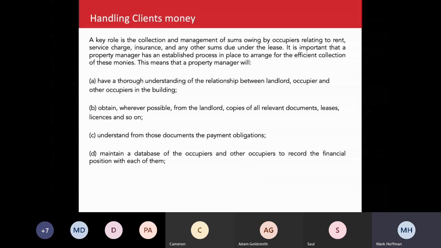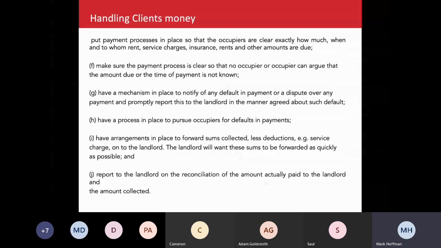Obtain wherever possible from the landlord copies of all relevant documents, leases, licenses, and so on. Understand from those documents the payment obligations. Maintain a database of the occupiers and other occupiers to record the financial position with each of them. Put payment processes in place so that the occupiers are clear exactly how much, when, and to whom rent, service charge, insurance, rents, and other amounts are due.